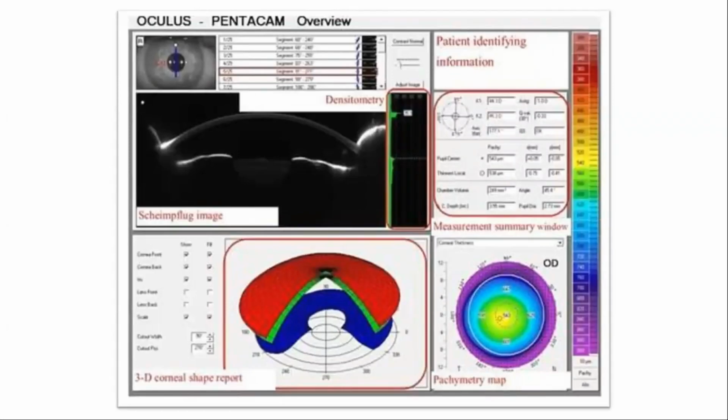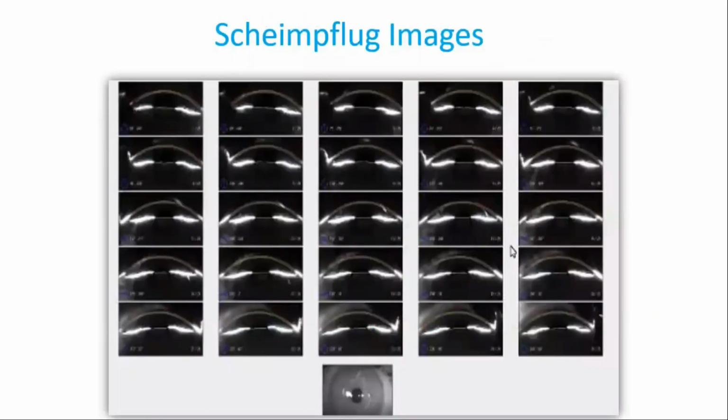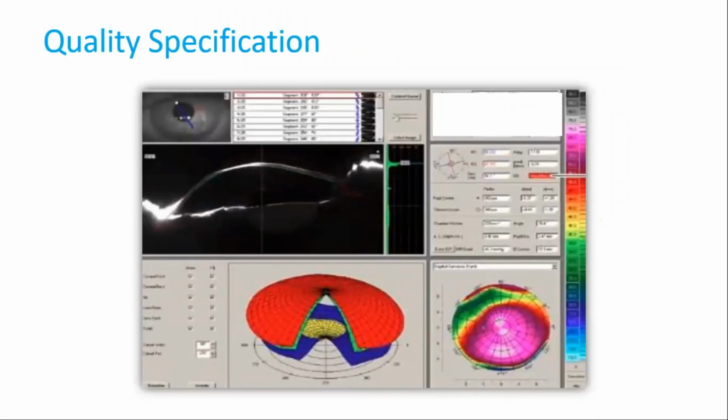Here we have to focus on the Scheimpflug images and the quality specification, which is QS, to assess the quality of the scan first. All Scheimpflug images should be checked to rule out any presence of artifacts like reflections from the slit light or if the camera lens is dirty. And centration should also be checked.